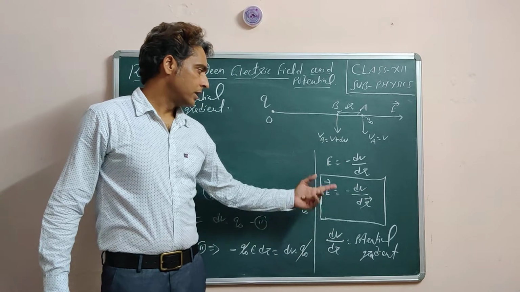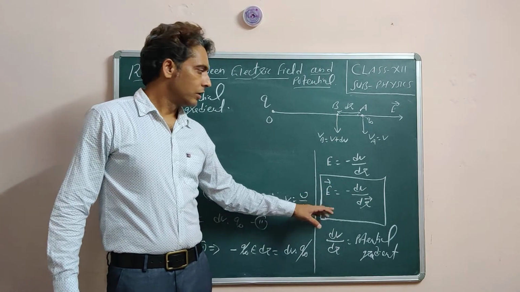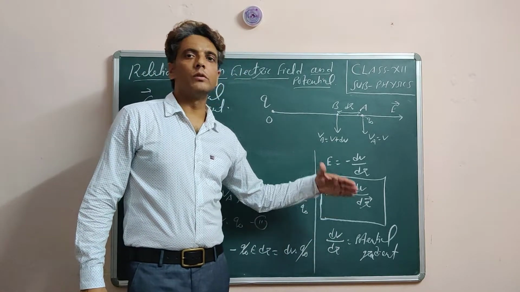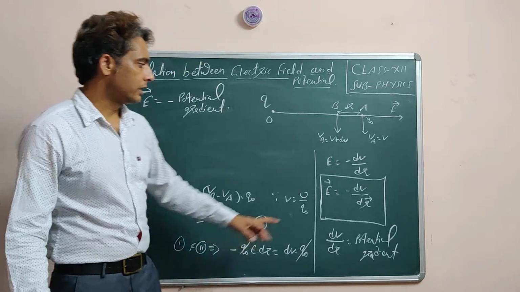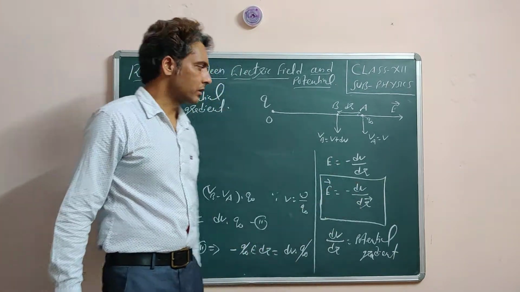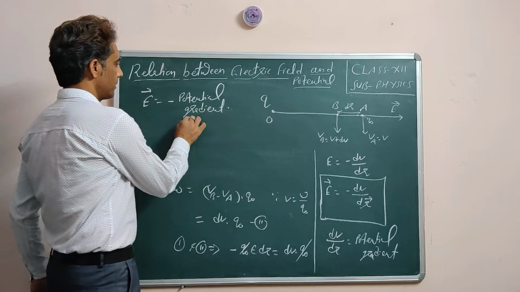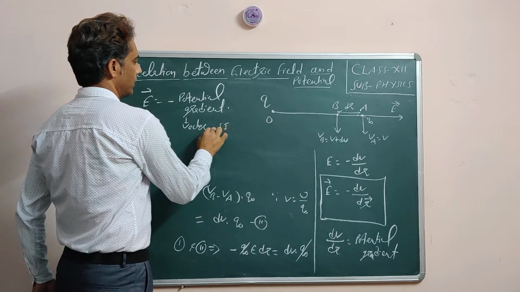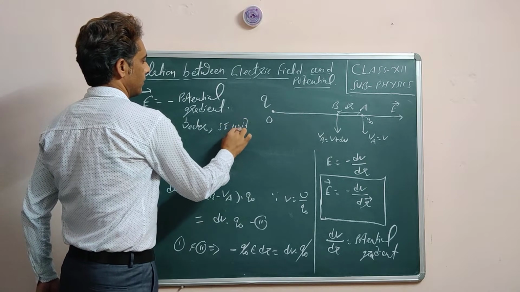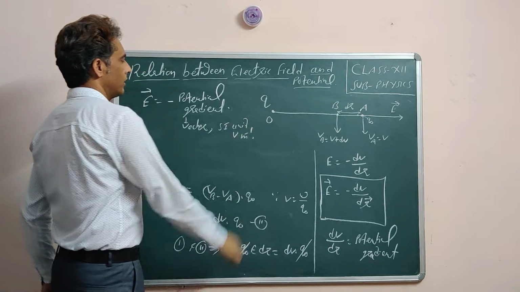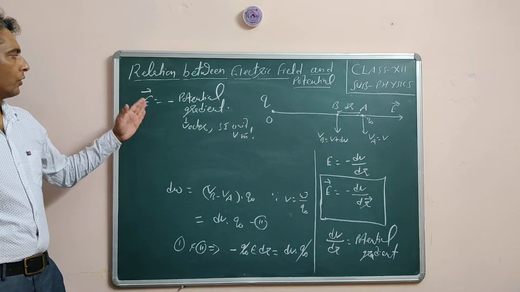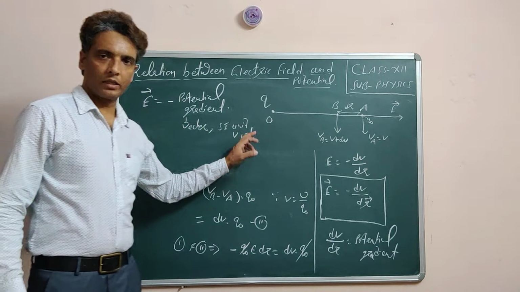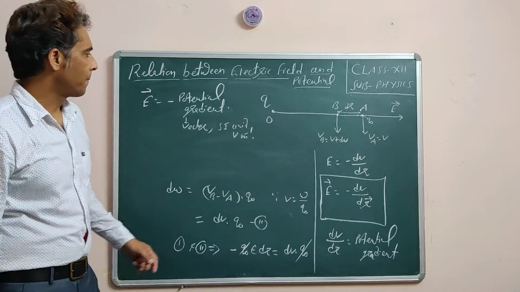Now you can see, since electric field is a vector quantity, this potential gradient is also a vector, and its SI unit is volt per meter. So we can also say that the unit of electric field is also volt per meter. Another unit is Newton per coulomb.